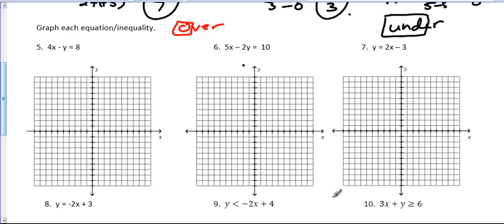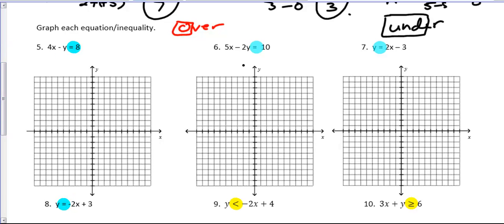You'll notice 9 and 10 are both inequalities. They're inequalities once again because they have that sign right there and right there. All the other ones are equations because they have equal signs. And there's a big difference in how you finish these problems, and we'll talk about that more when we get down to 9 and 10.